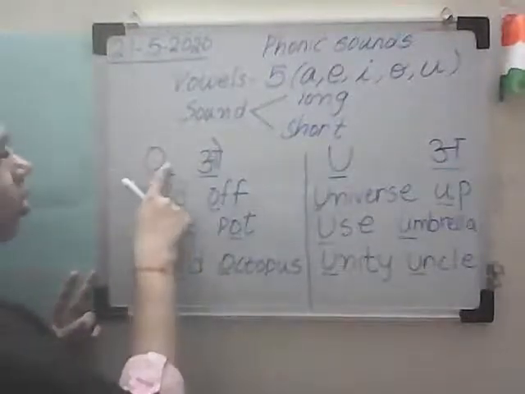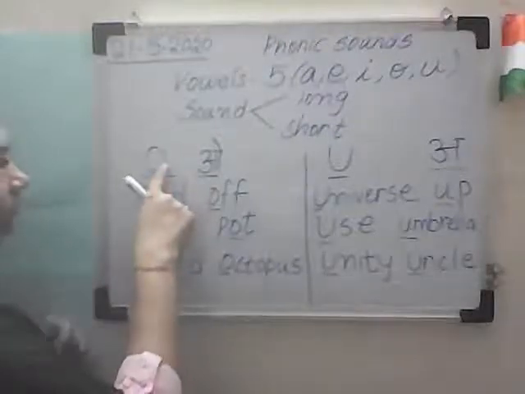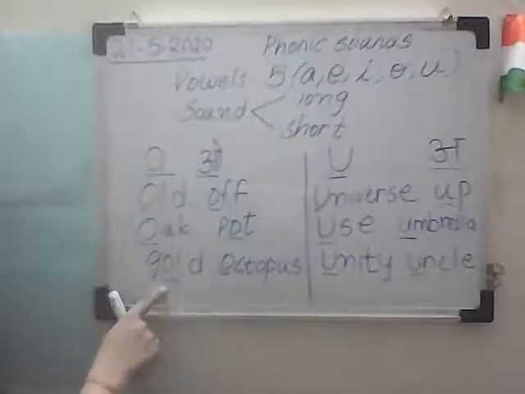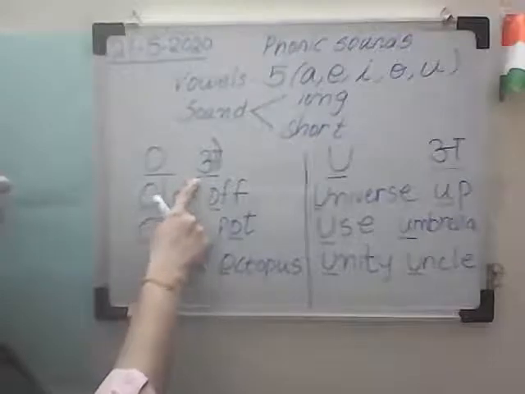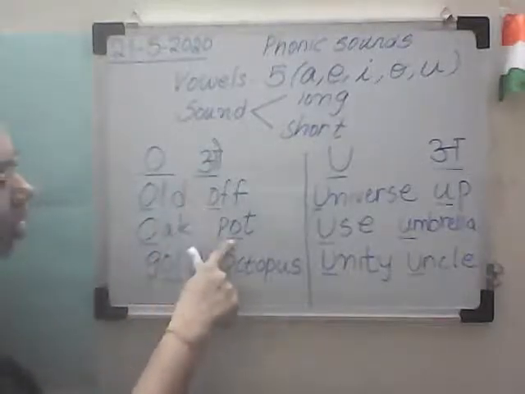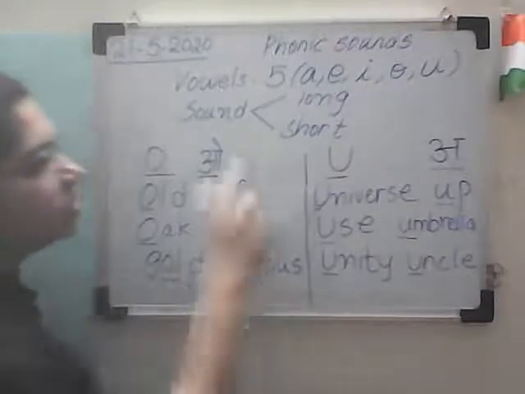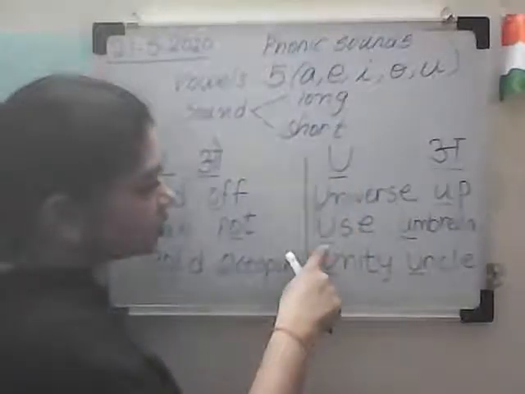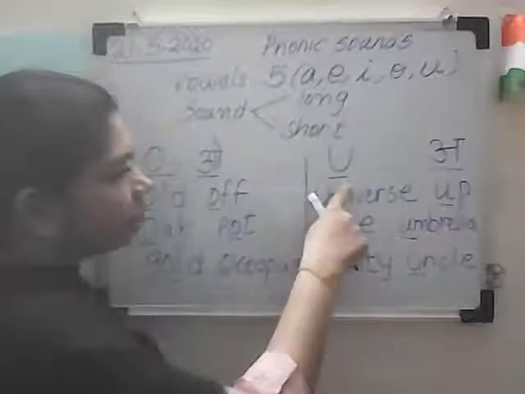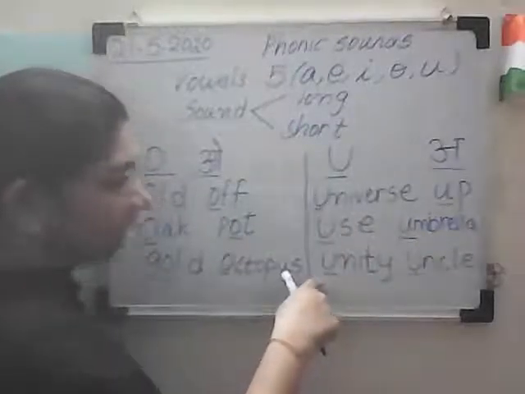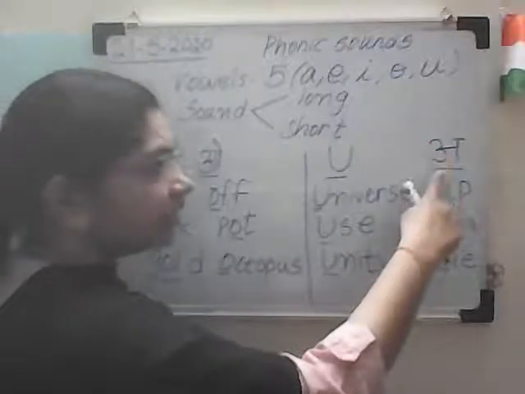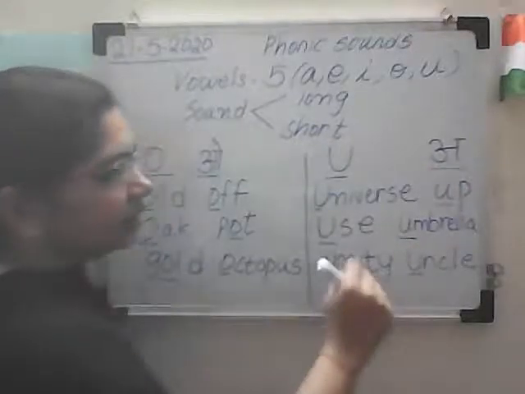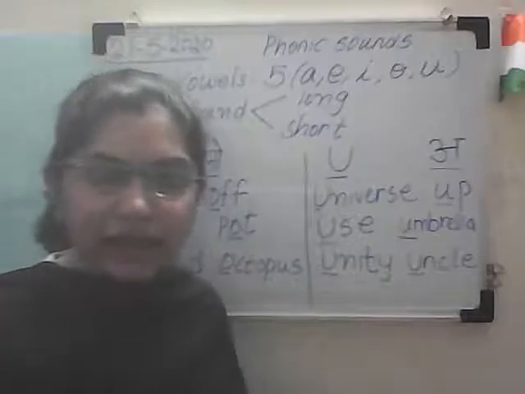Let me finish this once again. The long vowel sound for O is O only. O for old, O for oak, O for gold. And the short vowel sound of O is O, off, pot, octopus. Long vowel sound for U is U only, in universe, use, unity, unique. And a short vowel sound for U is A, in up, umbrella, uncle, under.